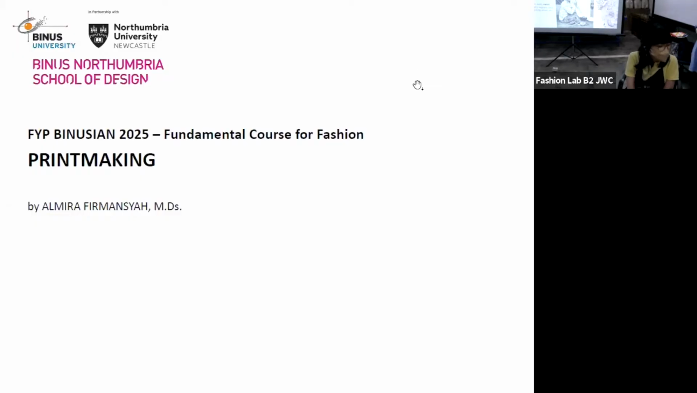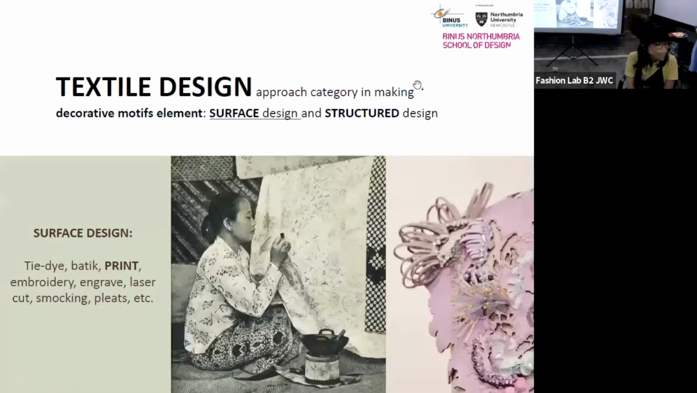Whoopsie, sorry. So in textile design, we divide the approach technique into two types. First, we call it surface design, and the second one is structured design. As all of you know, textile is an important part of fashion study, right? Can anyone tell me why it is important?